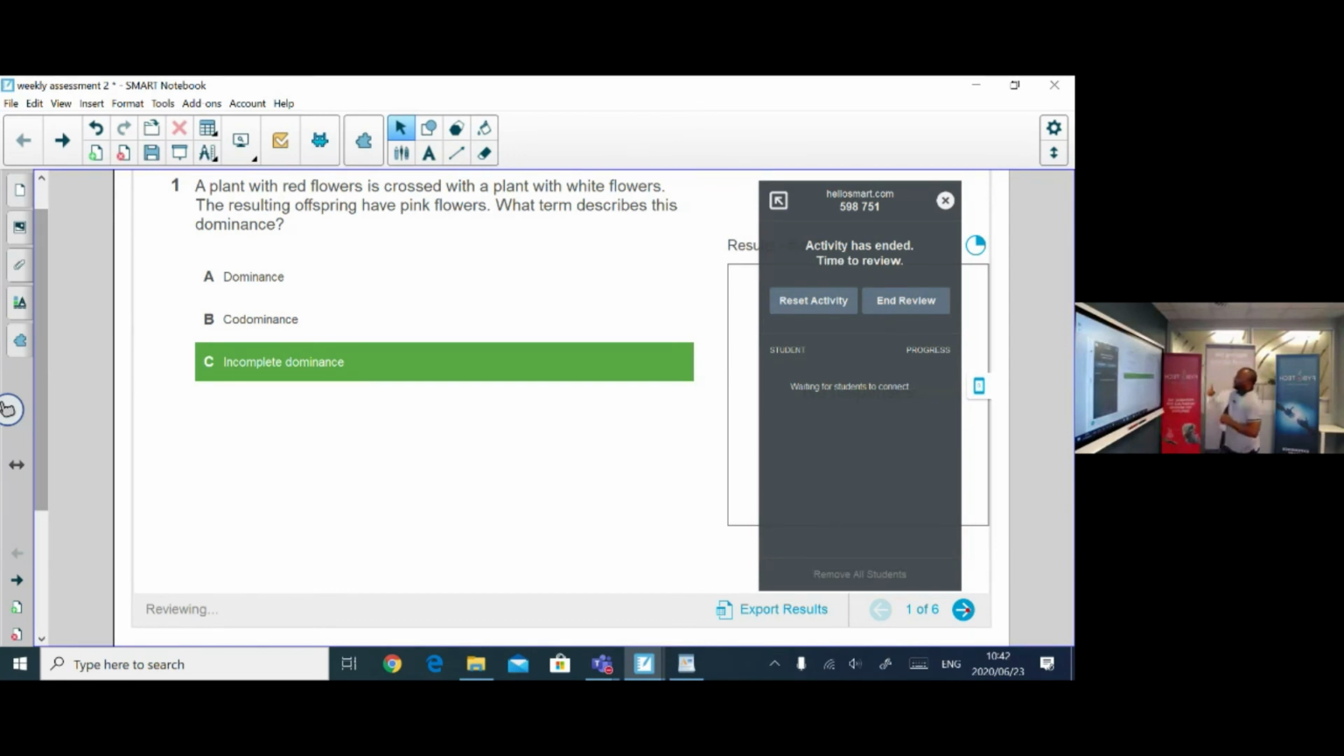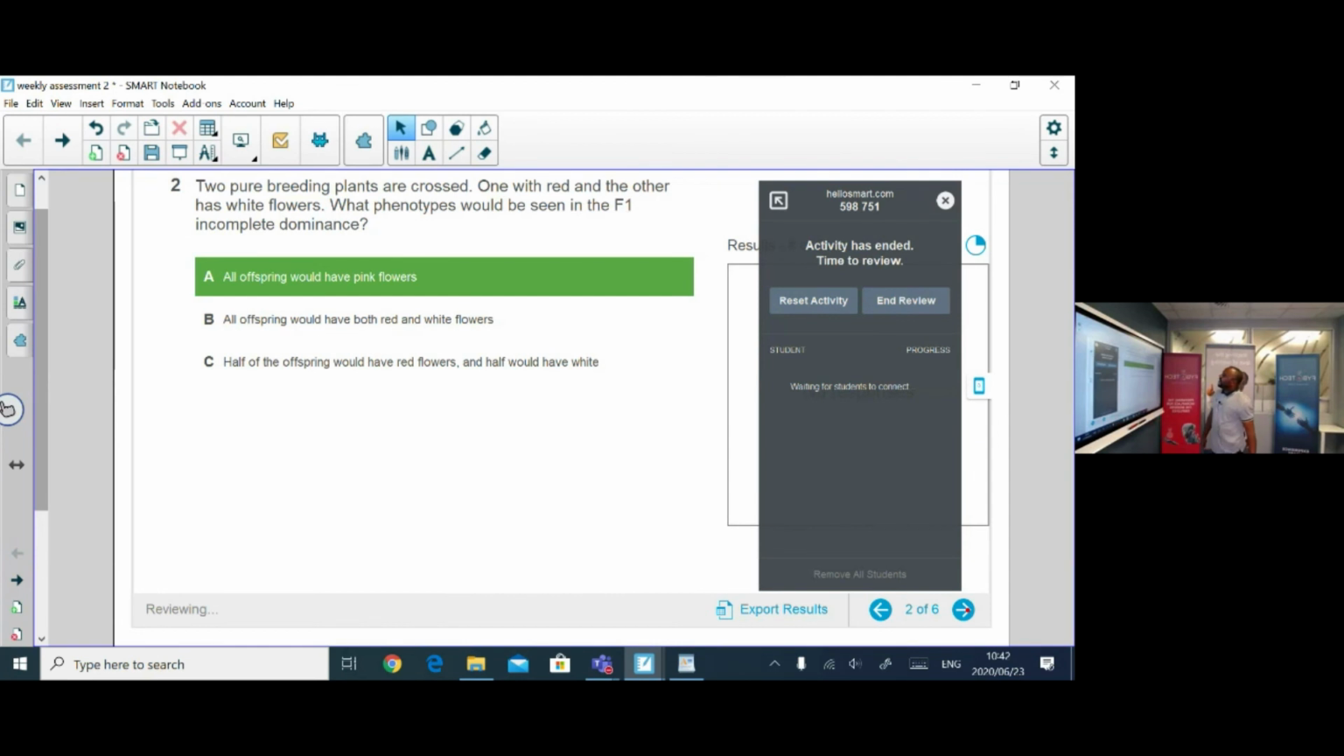Here are our answers. Did you get them right? Hopefully so. If a plant with red flowers is crossed with a plant with white, and the resulting offspring is pink, that means the heterozygous is in between. That's an incomplete dominance example.